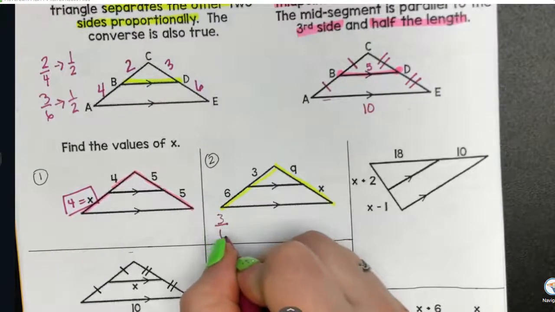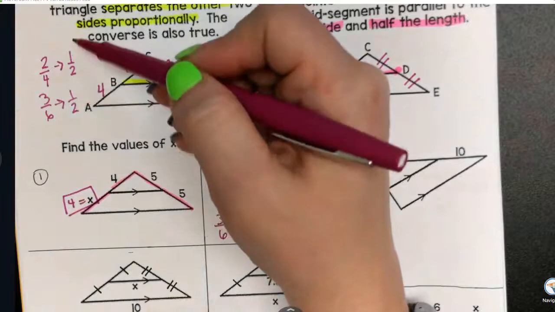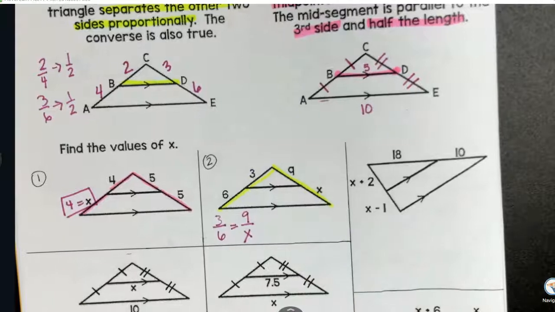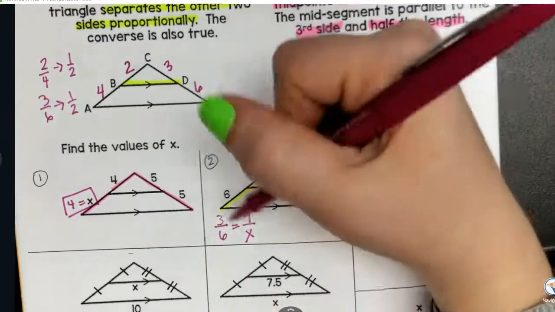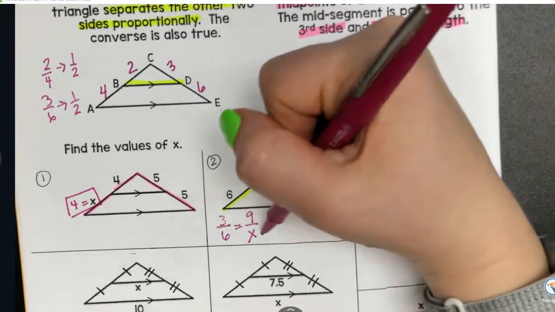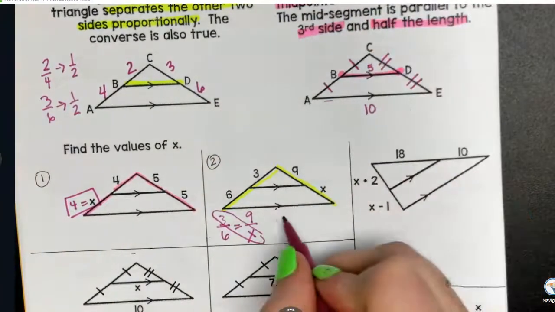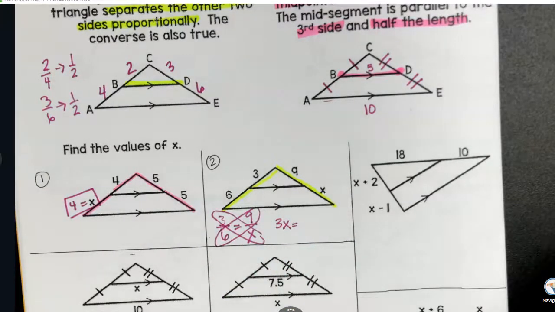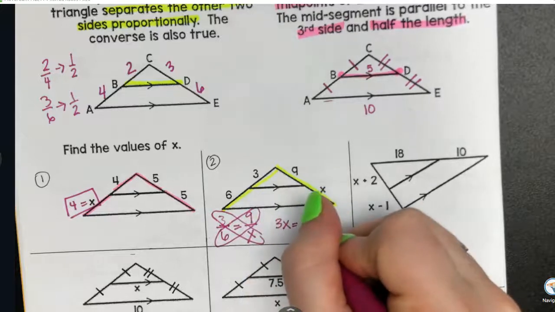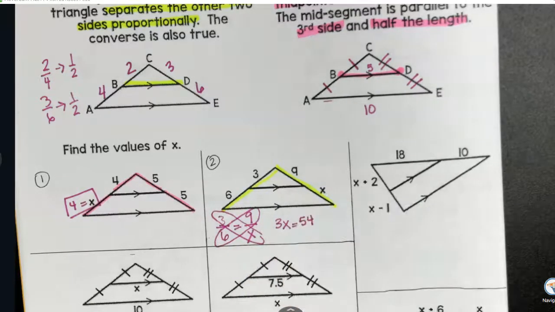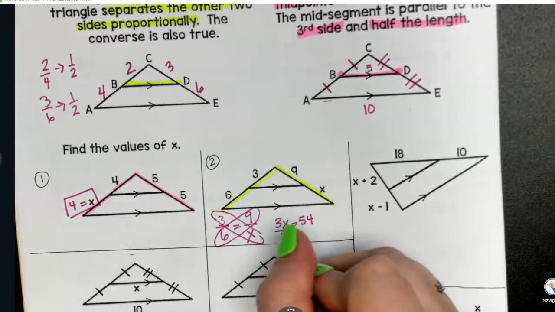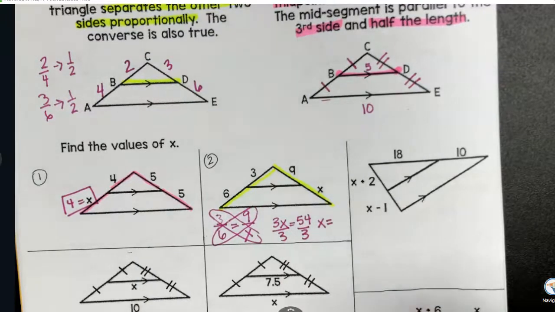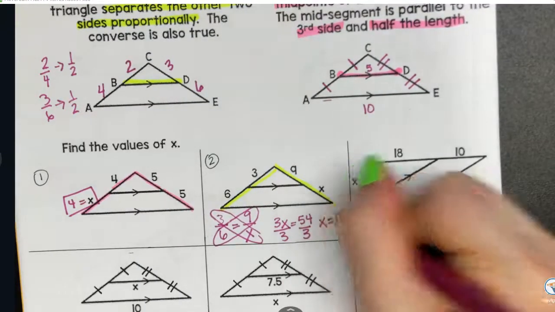All right, 3/6. And we know, because up here they had to be equal, that it's going to have to be equal to 9/x. Yes, that's a 9 and not a q. You've totally seen this before. Some people call it a butterfly. We're multiplying. So 6 times 9 is 54, and then we divide by 3. So x equals 18.